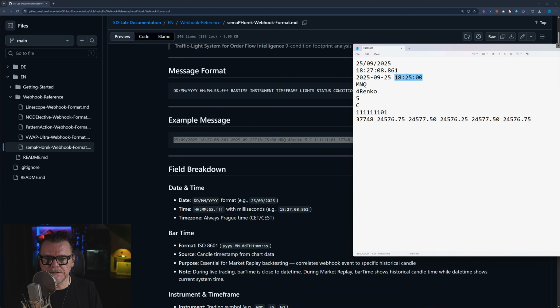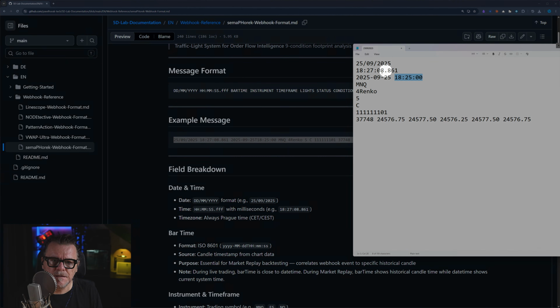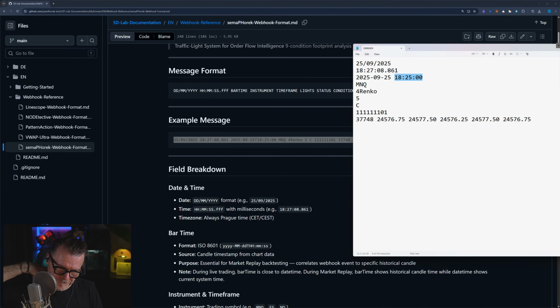It's not the same, because you can use, obviously, market replay, and then this time and this date is not the same as the date and the time of receiving. Then what instrument it is, what time frame it is, how many candles, how many conditions were met. Ignore this, this is nothing, really. Now this is the conditions. First condition, second, third, fourth, fifth, sixth, seventh were met. The eighth was not met.